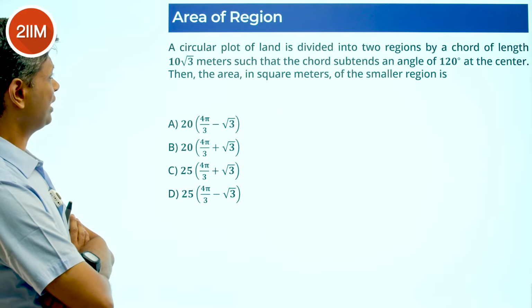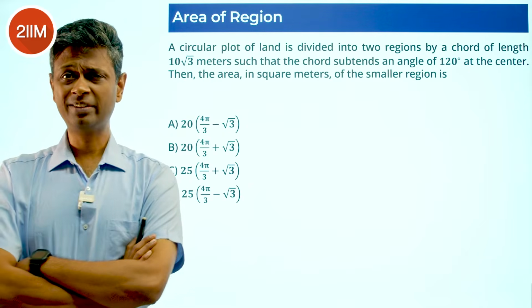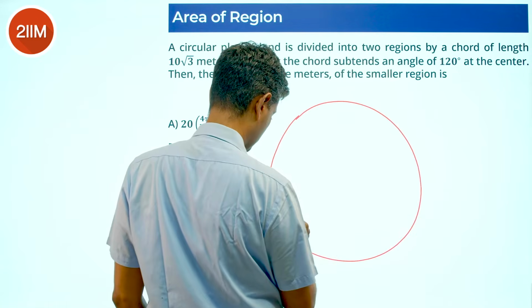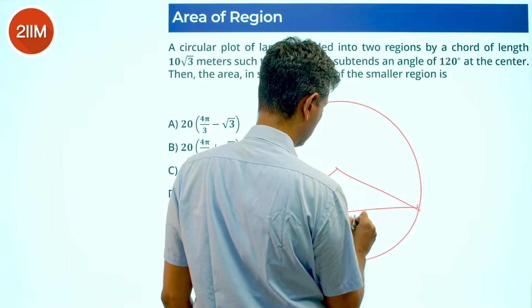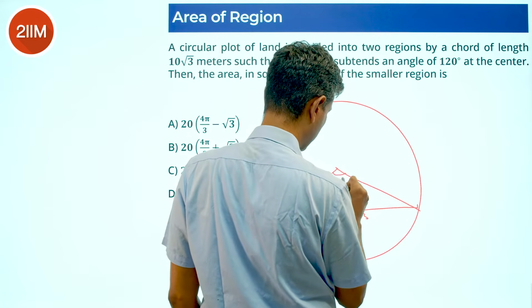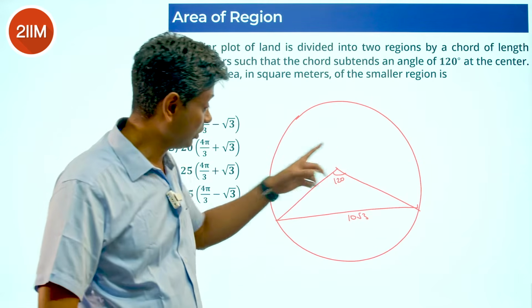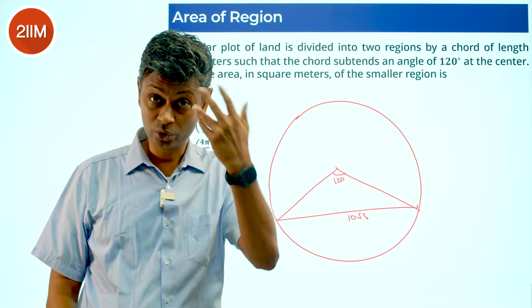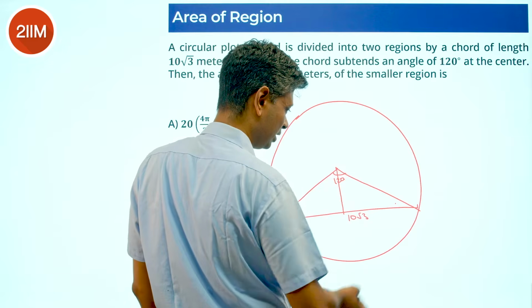A circular plot of land is divided into 2 regions by a chord of length 10 root 3 meters, such that the chord subtends an angle of 120 degrees at the center. Okay, nice. This is 10 root 3, this angle is 120. Isosceles triangle, angles are 120, 30, 30. Sides are in the ratio 1:1:root 3. Should know this. Or you draw this, 60, 30.